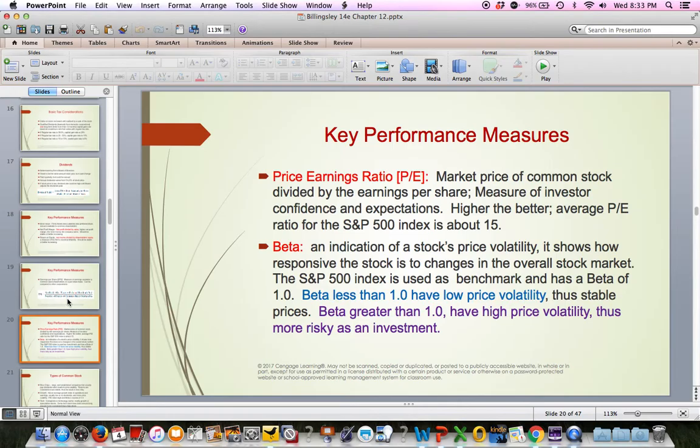Beta is a way to actually measure the risk of a stock, and beta measures how a stock will move as the market moves.